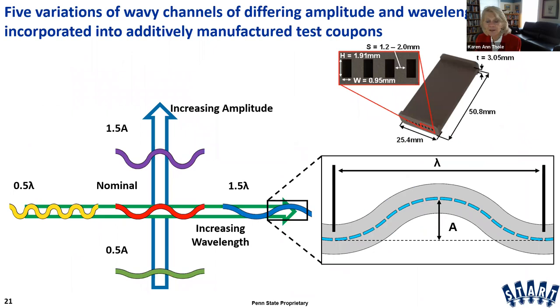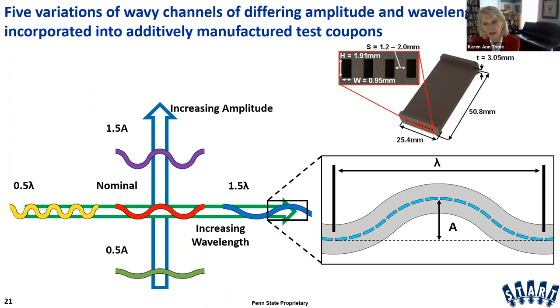Another really fun study we did, and this is my other example that I want to go through, is we looked at wavy channels. And this was a nice application by my student who looked at a wavy microchannel. So again, on the upper right is a coupon that we have, and inside that coupon are wavy channels. Rather than straight channels, we had rectangular channels that were in a wave orientation.